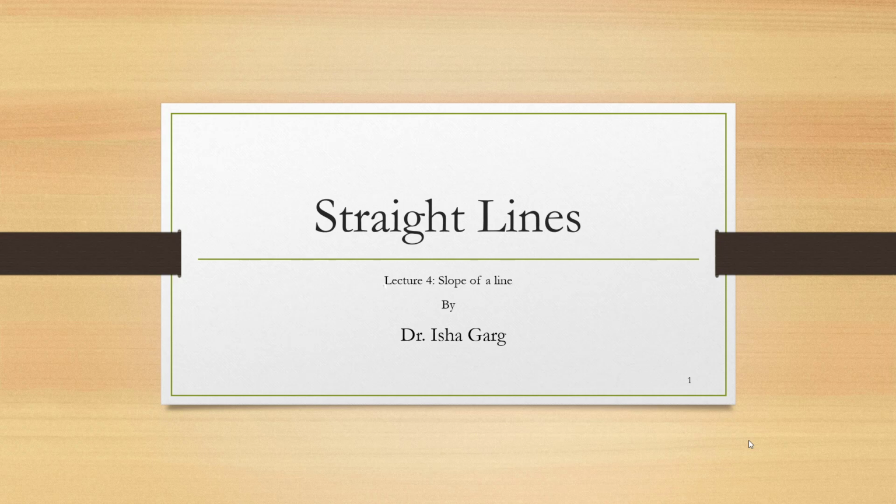In this lecture we are going to discuss slope of a straight line. We will see what the slope of a straight line is and how to find it if we are given either 2 points on a line or the angle of the line with the positive x-axis. So let's start by seeing what is the slope of a straight line.